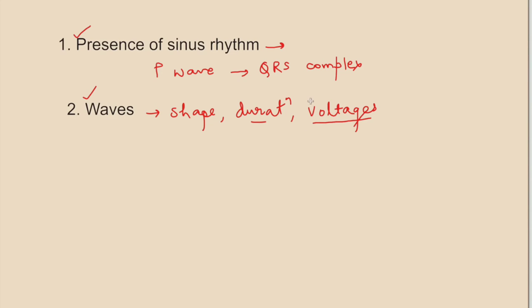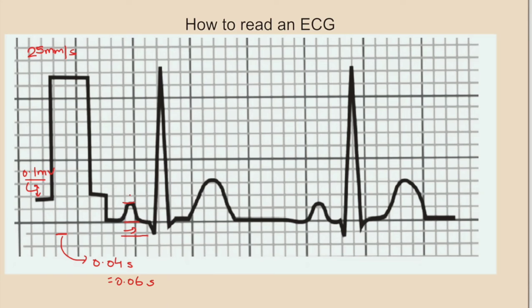So for checking the voltages, you see how it is appearing in different leads. Now before going further, we'll just see how to calculate the voltage of the QRS complex. See, the QRS complex has a negative wave, then positive, then negative. So which voltage to take out of these? What we do is we take the voltage of the most positive wave. So from the baseline, in this case the most positive wave is the R wave.